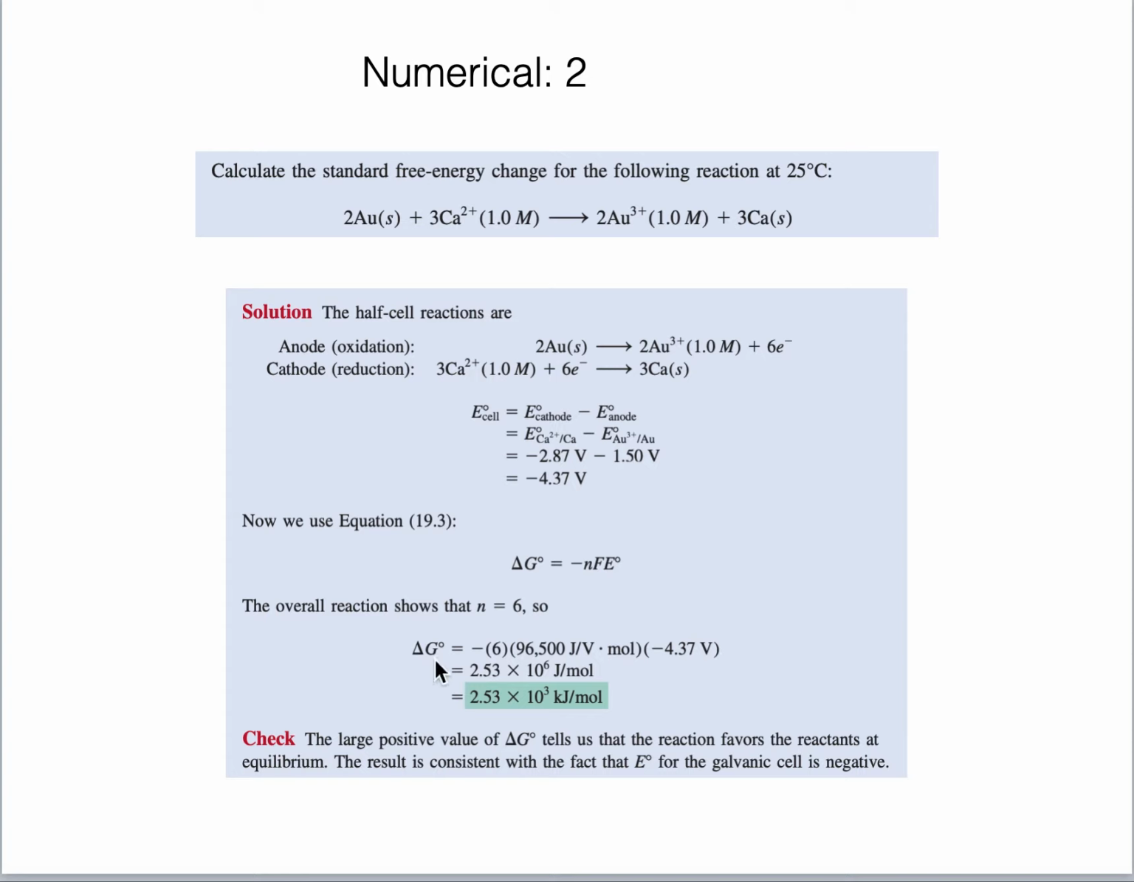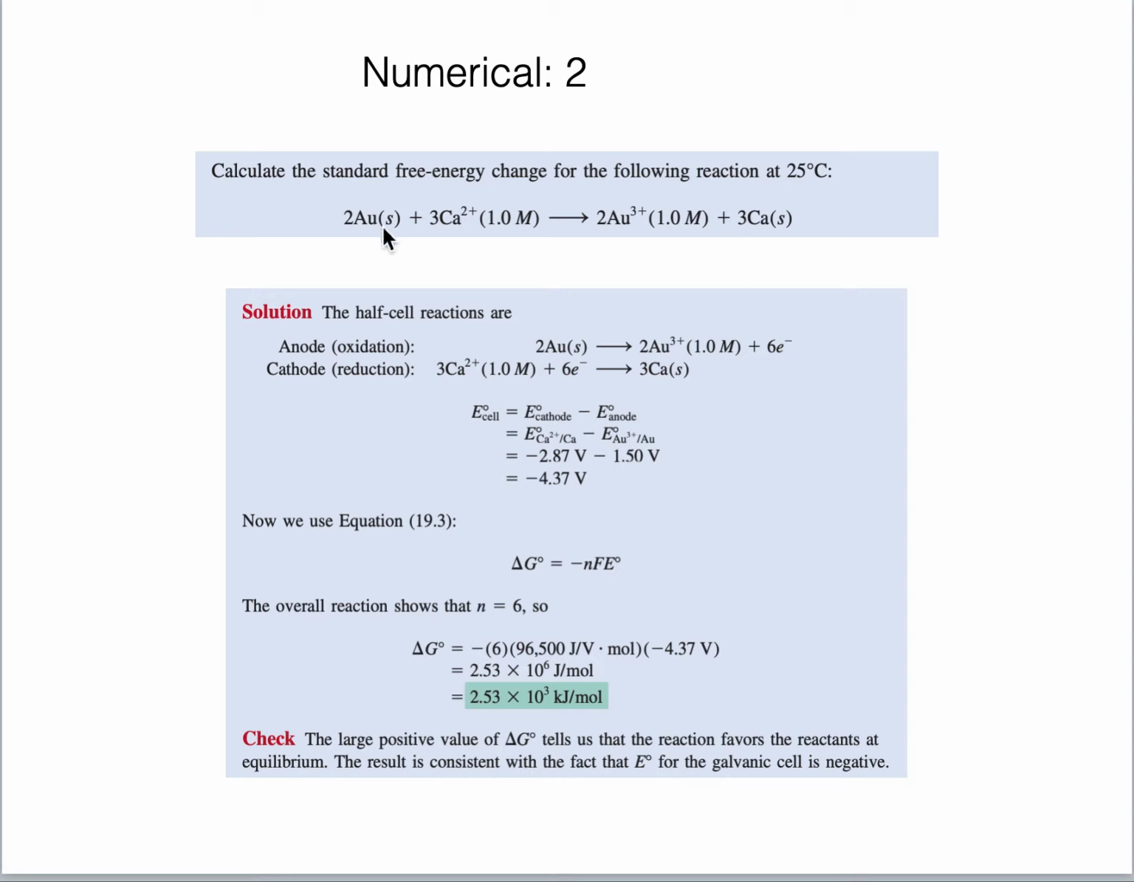The value for delta G naught is positive. This negative is cancelled by this negative from this E naught cell. So this large high value of delta G naught tells us that the reaction is not favorable in the forward direction. This is a positive value, and it is counterchecked by the negative sign for E naught cell. The reaction is not favorable or is not spontaneous. It cannot happen on its own in the forward direction.